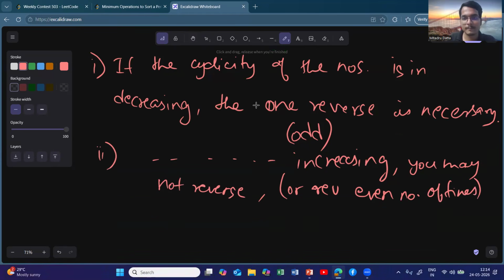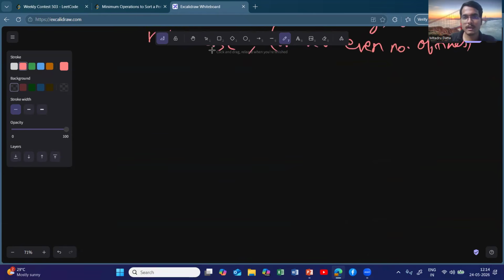Then there is the question. Okay, so let's try to do something. Let's try to see one another observation. You have, let's say, 1 0 2 5. You have this. Okay, you try to reverse this first. Okay, first reverse this: 5 4 3 2 1 0.